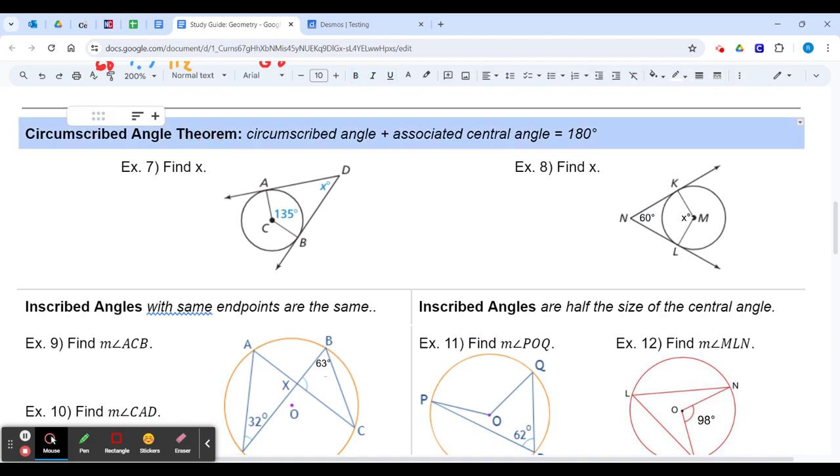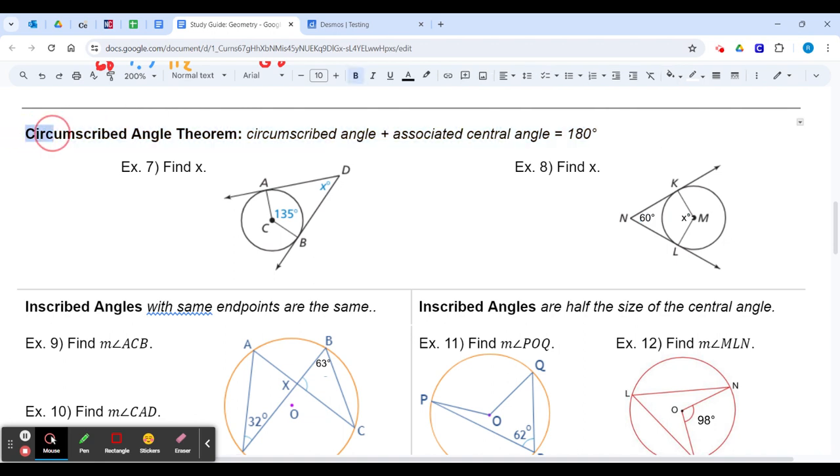The first one is talking about circumscribed angles. Circum means outside or around. So it's dealing with these angles that are kind of on the outside of our circle. And those circumscribed angles are always going to add up to 180 with our central angle.